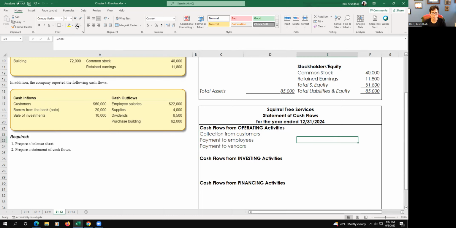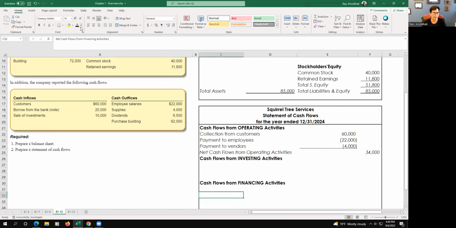So I'll put those numbers in the inside column. I collected 60,000 from customers. I paid my employees 22,000, so I put that as a negative number. I paid my vendors. For supplies, you pay the vendors 4,000, and that leaves me with a net cash flow, I'm sorry, of 34,000. This is net cash inflows. That 34 is a net positive number. I borrowed from the bank. Definitely financing activity. Borrowing from the bank is a financing activity.